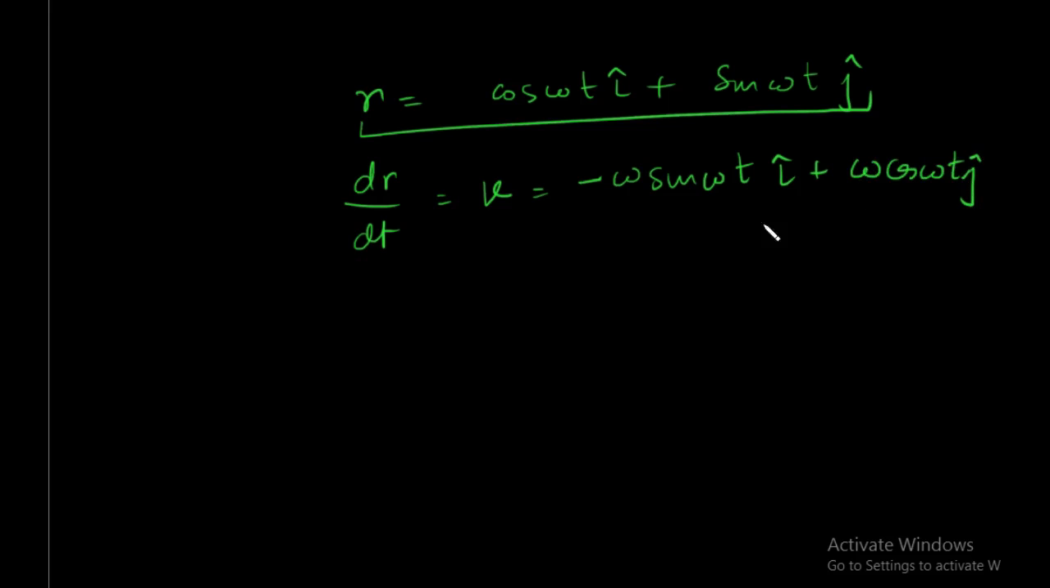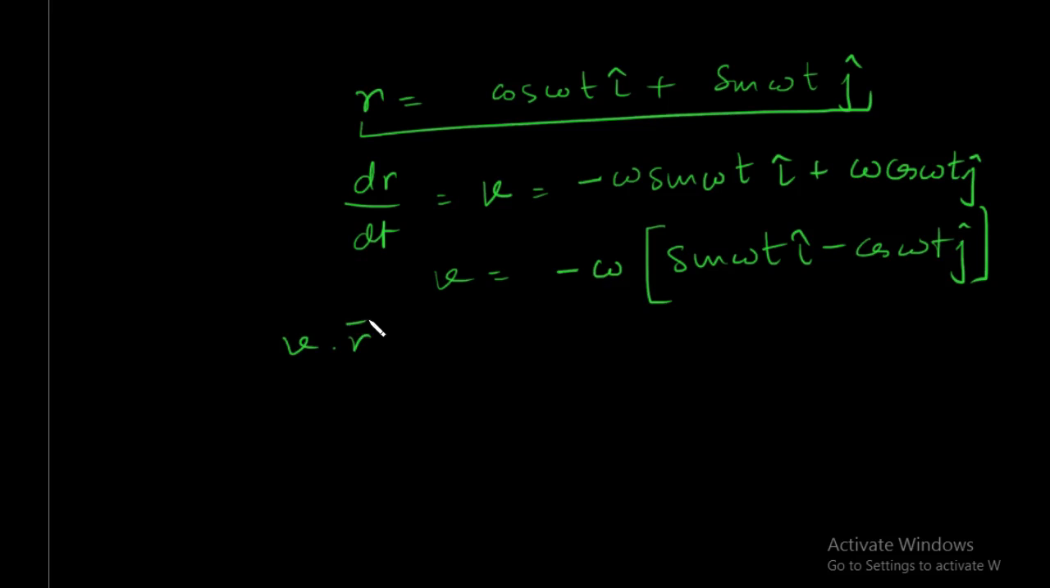As it is given that omega is constant, we can take this out and we have minus omega into sin omega t I minus cos omega t j. We have taken the minus sign also out. So we are to determine whether velocity is perpendicular or parallel to r. How do we do that? We simply take the dot product v dot r.